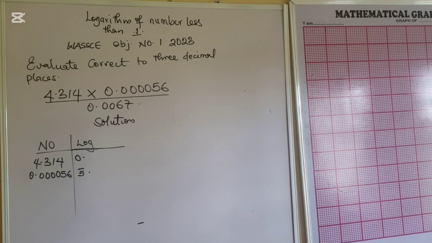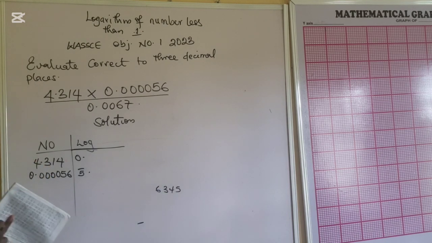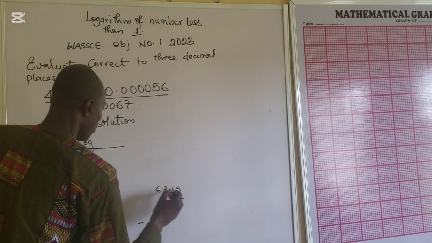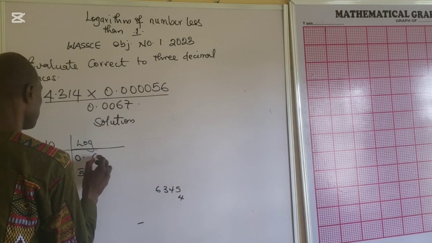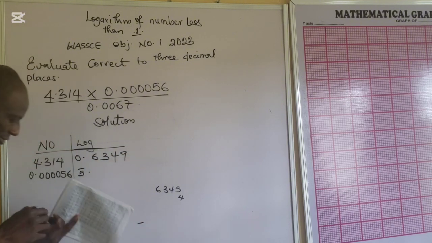Now, let's look at the logarithm table. 43 under 1 is 6345. Difference 4 is 4, which gives us 6349.